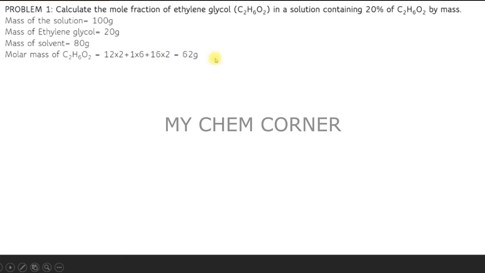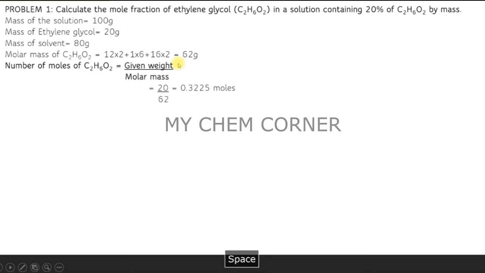When I calculate this, the final answer for mass of ethylene glycol is going to be 62. Then we need to find out the number of moles of ethylene glycol. So in this case, number of moles is given weight by molar mass. Given weight is there in the question itself. Molar mass is what we just calculated. When you substitute, you will get 0.3225 moles.